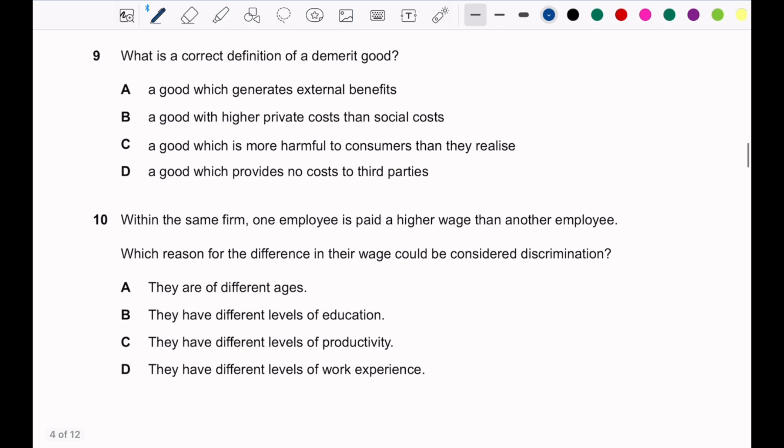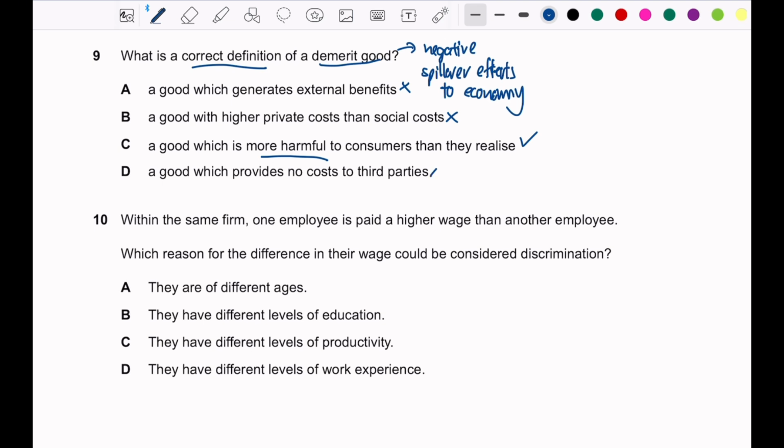Question 9. What is a correct definition of demerit goods? So demerit goods are goods that have negative spillover effects on the economy when consumed. So we need to see which one is more relevant. A, a good which generates external benefits. No. B, a good with higher private costs than social costs. No, it's not correct. C, a good which is more harmful to consumers than they realize. Yes, more harmful, which is similar to the negative spillover effect. D, a good which provides no cost to third parties. No. Answer is C.